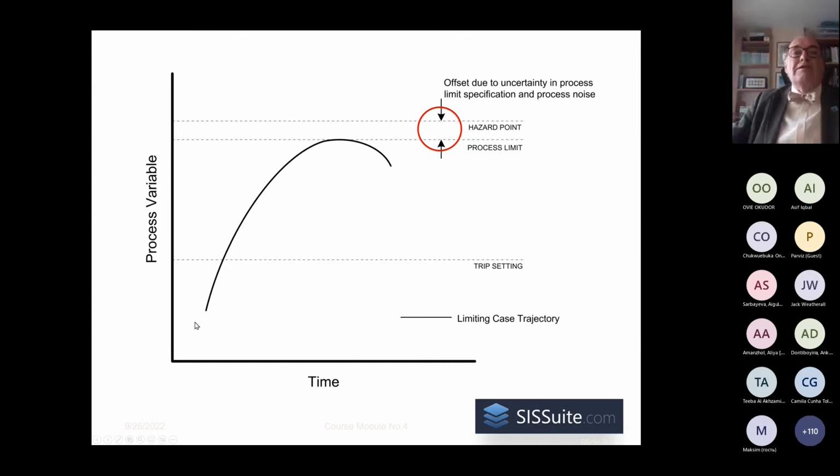So this plot, which I'm going to continue to develop now through this presentation, shows what I've called here a limiting case trajectory. So in order for the SIF to be successful and provide the protection we need, it mustn't breach that process limit if we are to be able to guarantee that we will not breach the specified hazard point.